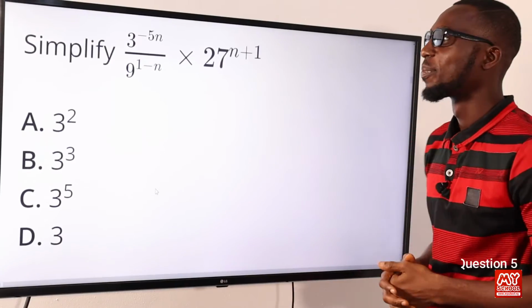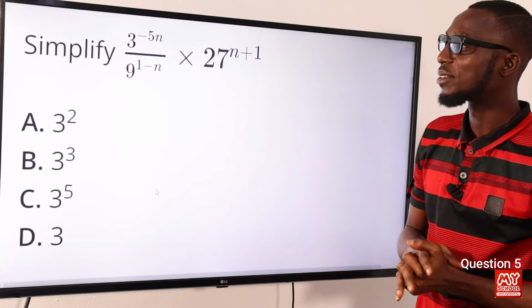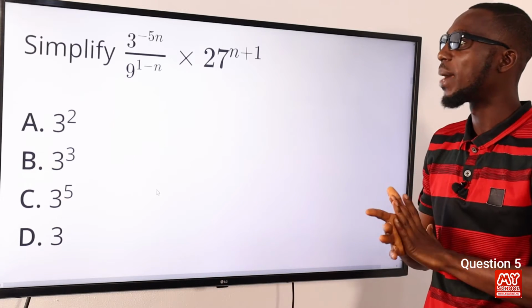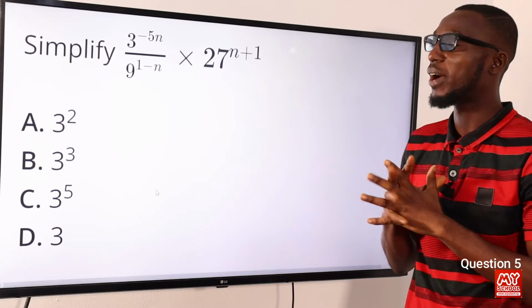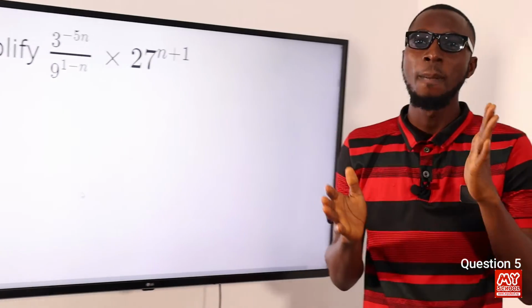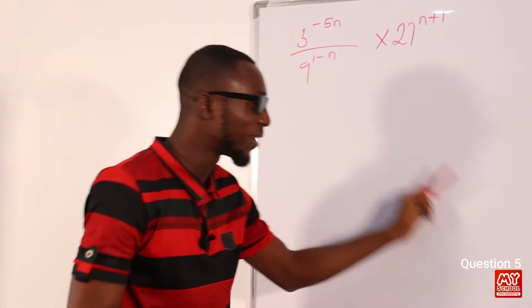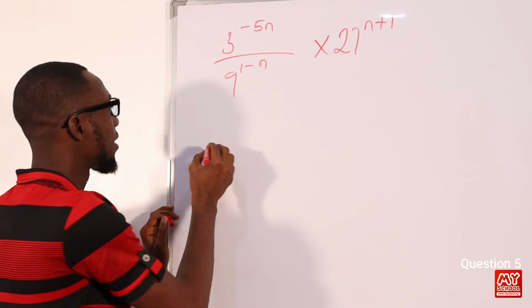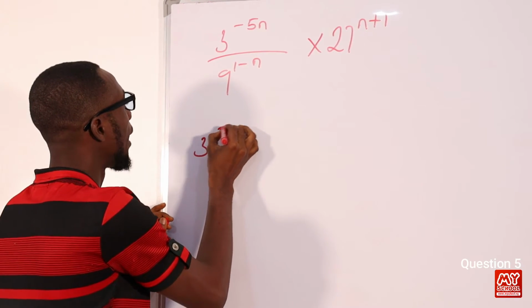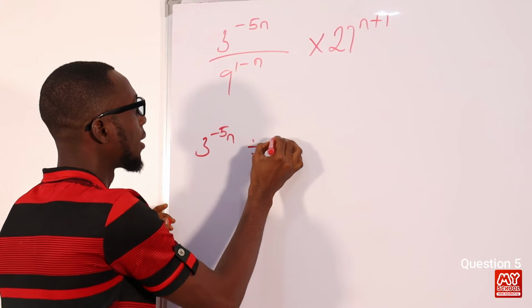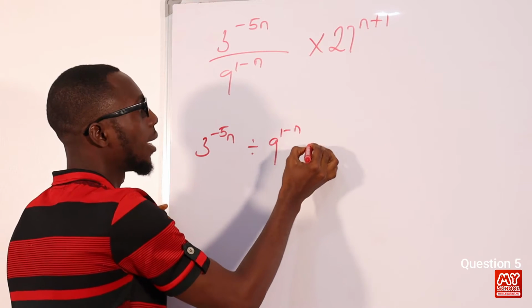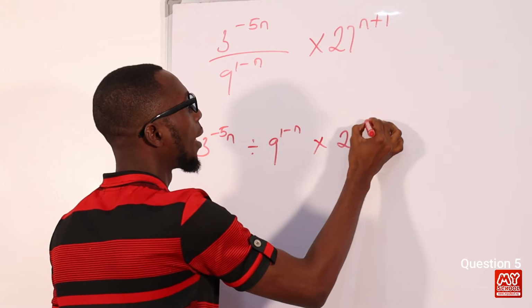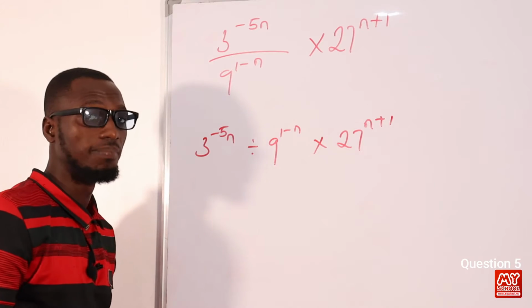Question 5. Simplify 3 raised to power minus 5n over 9 raised to power 1 minus n times 27 raised to power n plus 1. Okay, so this is just what we work around. Alright, so join me as we play with this question and derive the answer. So this implies that 3 raised to power minus 5n divides 9 raised to power 1 minus n times 27 raised to power n plus 1, isn't it?